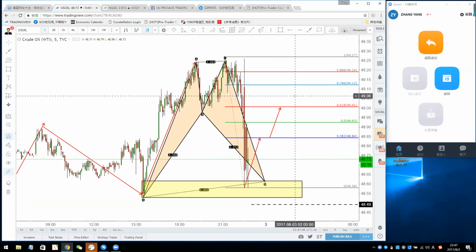When we need to move our stop loss to break even, when the first target is hit, you want to move the stop loss to break even.